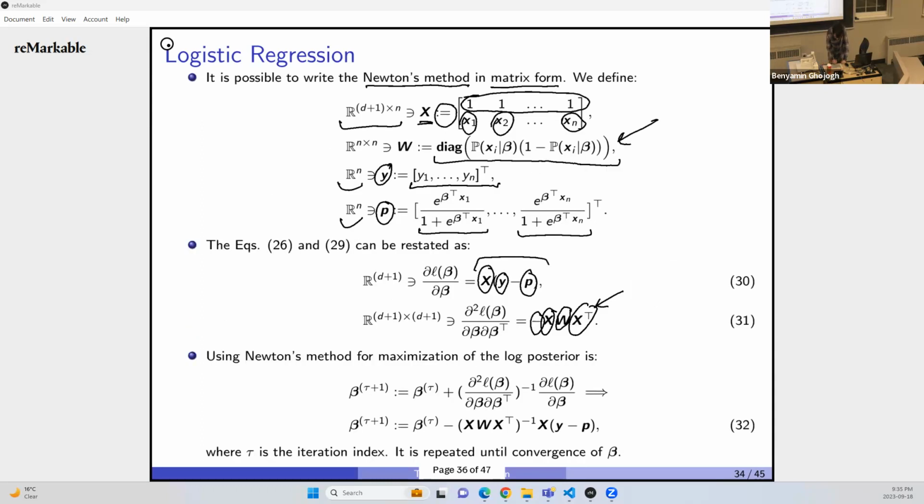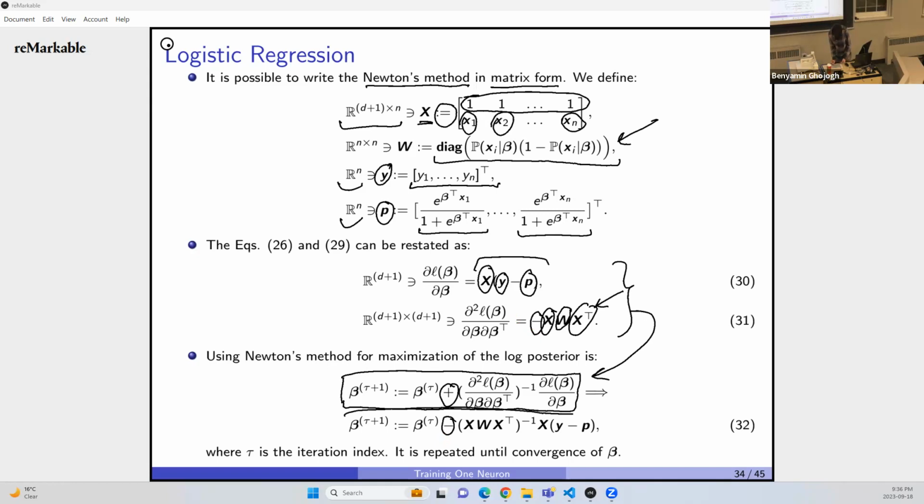So this is the formula for Newton's method, but for maximization, because we want to maximize the log posterior. Here we have plus. If it was Newton's method for minimization, we would have minus here. Now let's put these two inside this formula. I will have this with minus. This minus is not because of Newton's method. It's because of the second order derivative here.